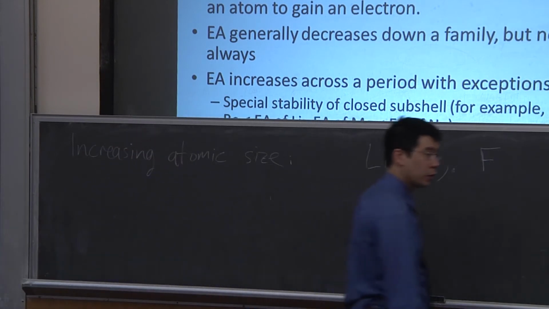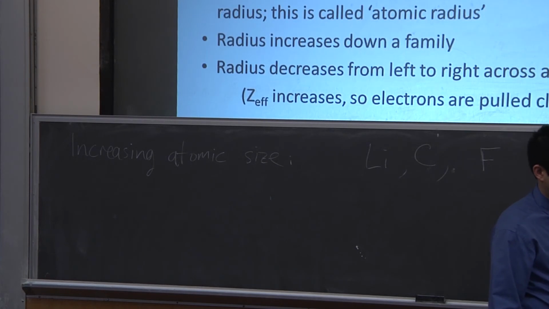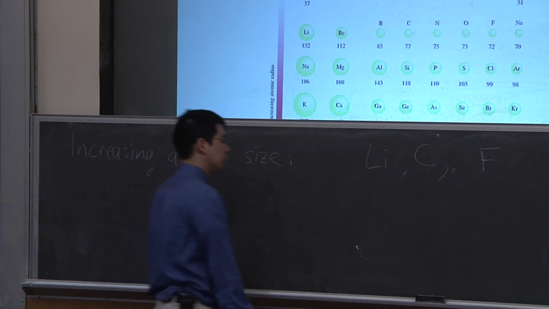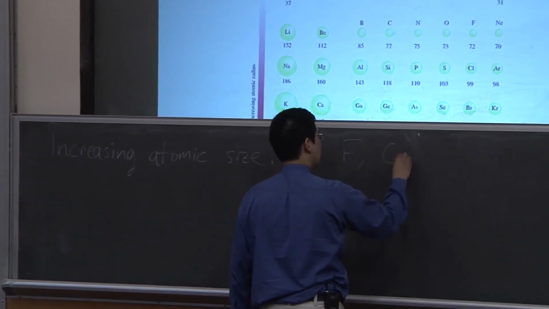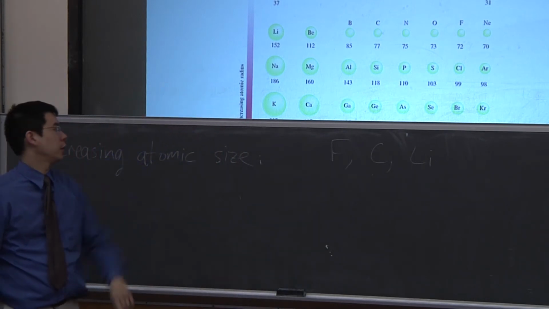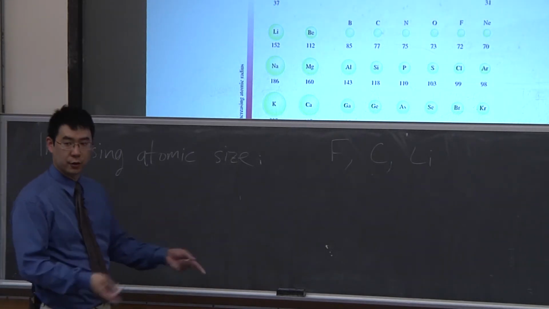Which one is the smallest? Lithium or fluorine? Fluorine is the smallest. So it's going to be fluorine, then carbon, and then lithium. Remember, as you go from left to right, what happens to the shielding? The shielding decreases. The effective nuclear charge, therefore, increases. If the effective nuclear charge increases, it's pulling the electrons tighter, so the size is going to decrease.